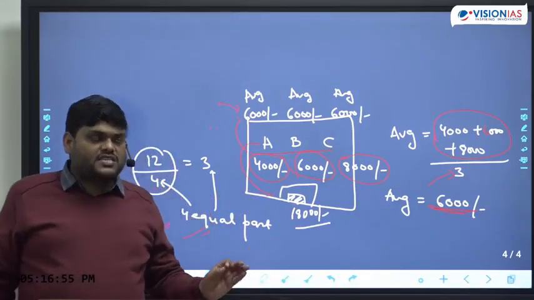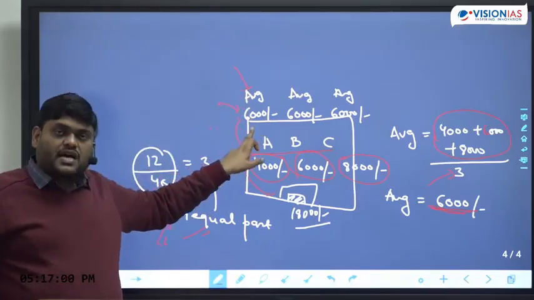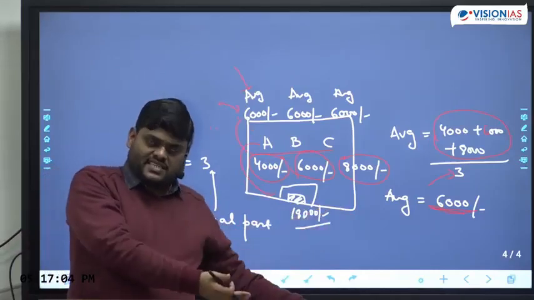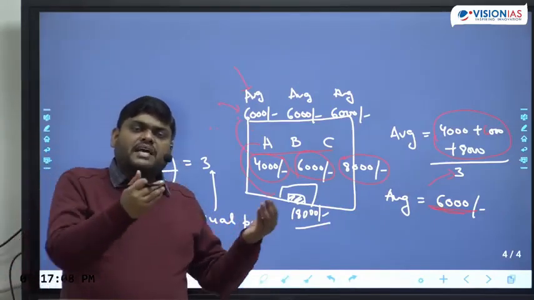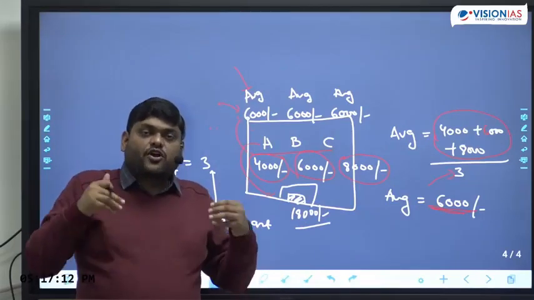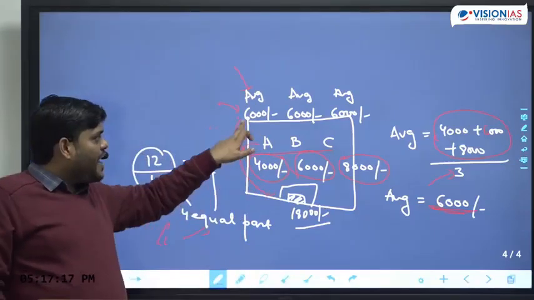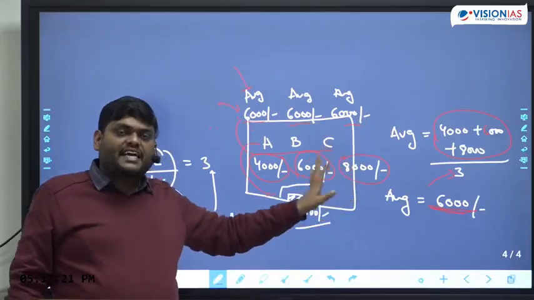So the simple logic is, if I'm saying the average of 3 persons is 6,000, then somebody might get less than 6,000, somebody might get more than 6,000, somebody might get equal to 6,000, but we are not sure who is getting how much. But one thing is clear: if the average of 3 persons is 6,000, then the total will be 18,000.